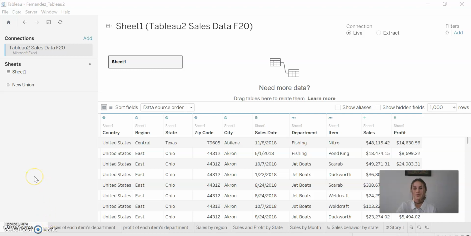So for this project, we're given data that consists of a country, which is only United States, the different regions, the different states, the zip codes, the city, the sales dates, that includes years 2018 and 2019, the departments, which are fishing, jet boats, and cabin cruisers, the different items of those departments, the sales and the profits.